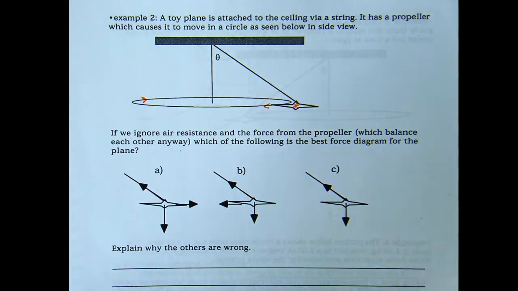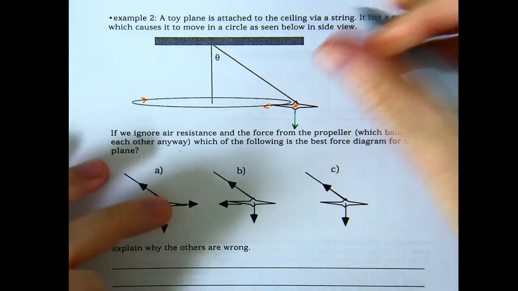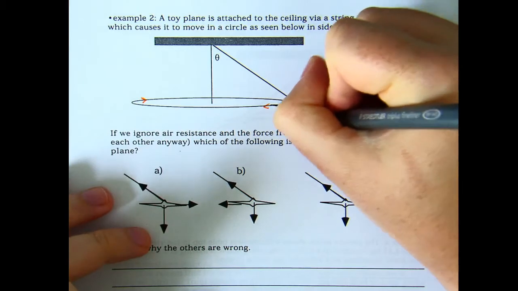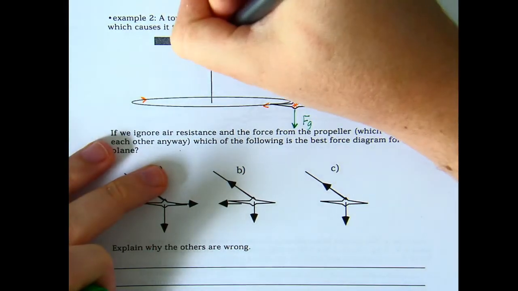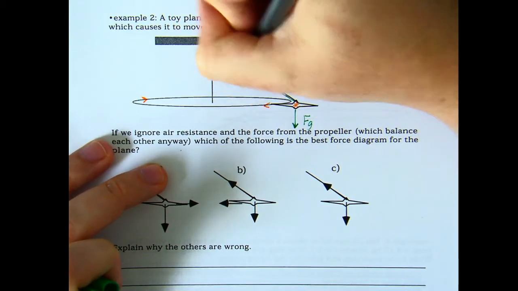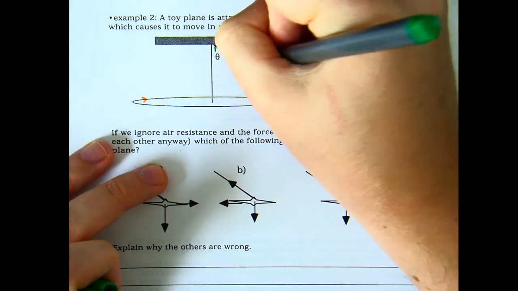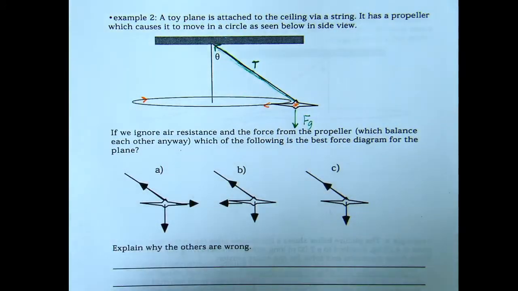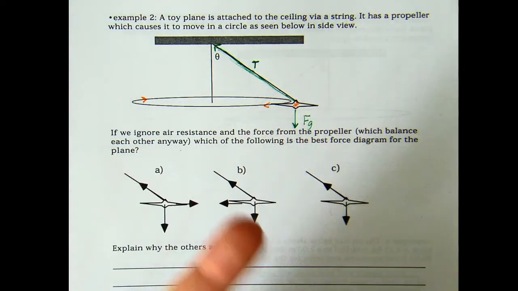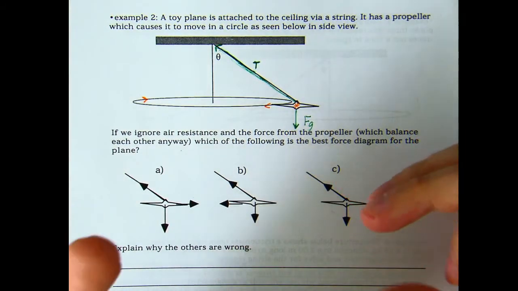So we're going to free body diagram this thing. We've got a force downwards, and that's force of gravity. We've got a force here, and that is the tension on the string. Whenever we've got a string involved, we know there's a tension there. But what else is going on? This plane is flying in a circle, and it's not raising or dropping. So we know a few things have to be true.